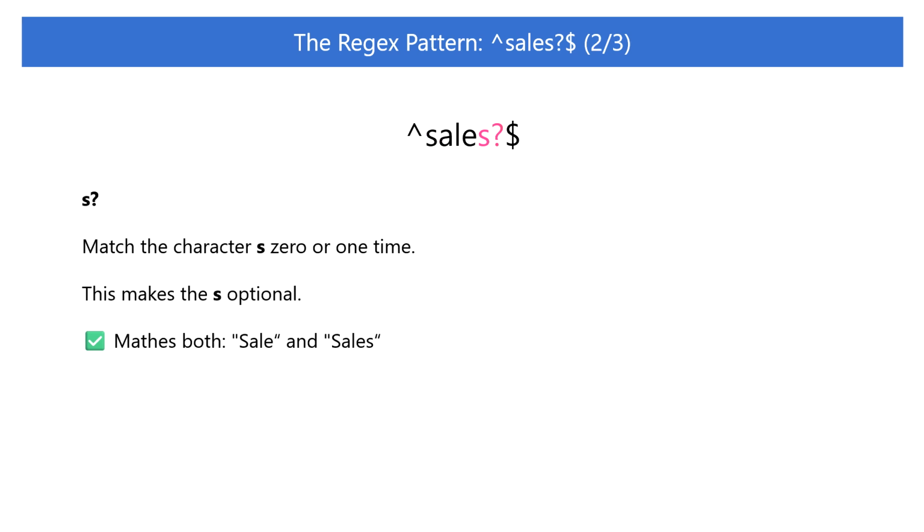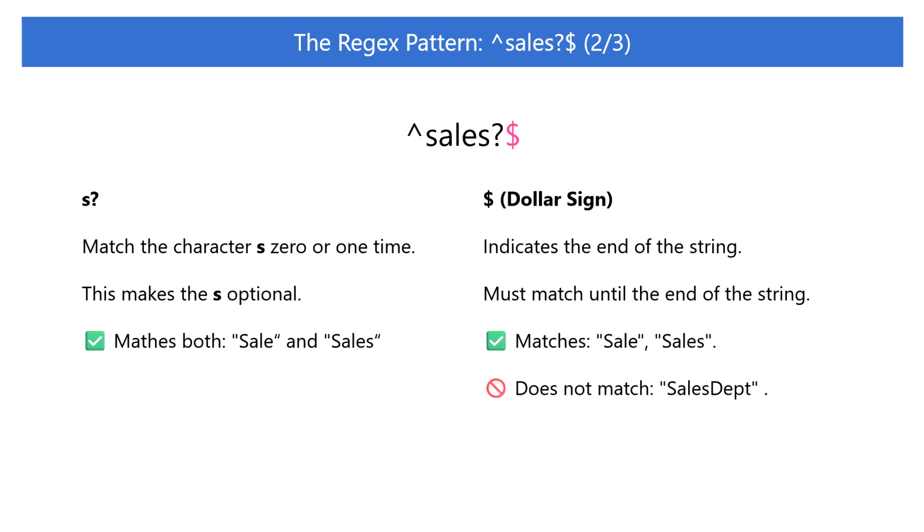The next is s question mark. The question mark means the string should match the character s zero or one time. This makes the s optional so that the regex will match both sale and sales. Finally, the dollar sign indicates the end of the string. It means that the pattern must match until the end of the string. So, the expression matches sale and sales, but does not match Sales Department because the string continues after sales.